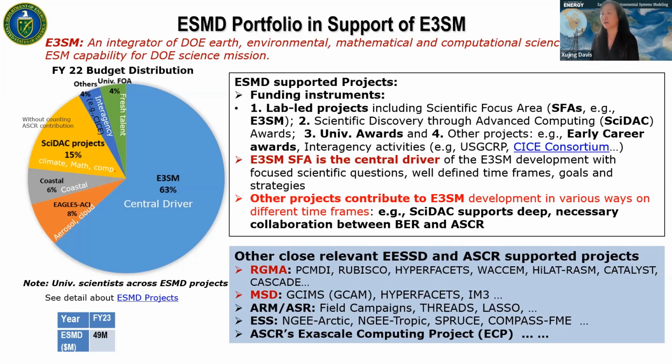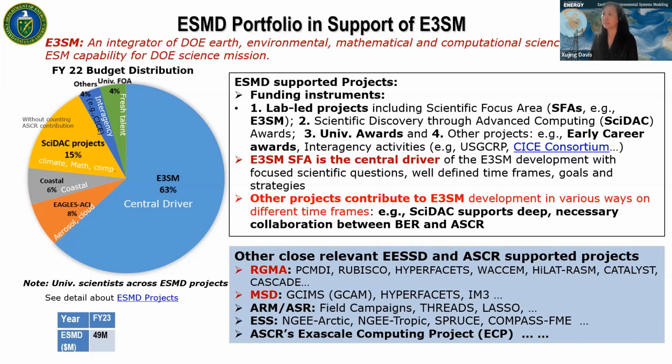ESMD also supports other projects, like the COSO projects, to address ongoing DOE priorities by enhancing E3SM capabilities in relevant areas, and also to address a particular climate modeling challenge, the model representation of cloud, aerosol, and their interactions, through the EAGLES project. ESMD also supports the career development of distinguished early career researchers from national labs, from DOE, and also universities through the Office of Science-wide Early Career Research Program, and also to entrain fresh talent from the academic science community through open university funding opportunity announcements, which we usually call FOAs.